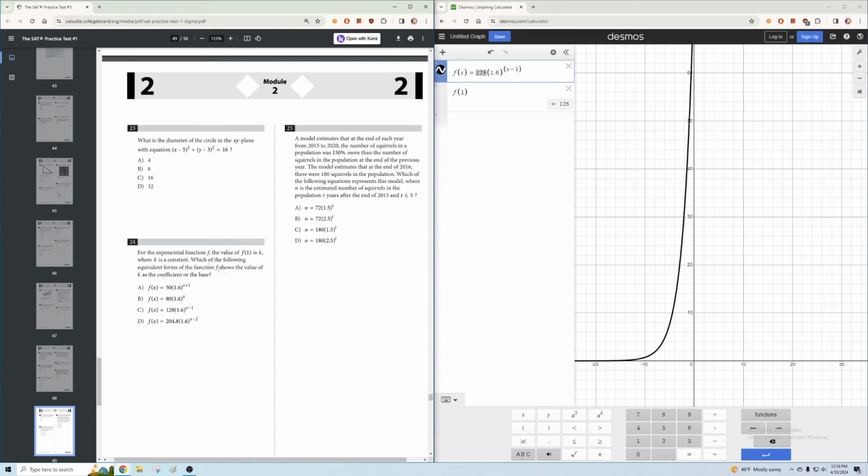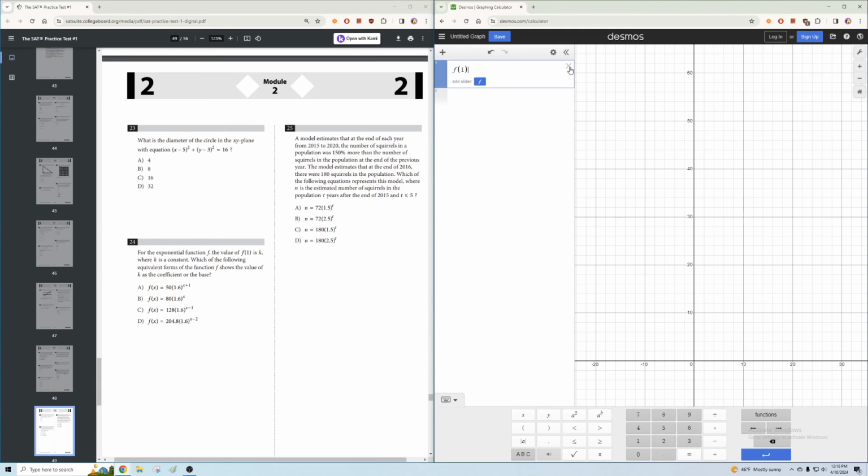Sometimes with these SAT problems, you've got to read them a few times because you're like, what are you trying to say, man? Okay, 25, I have to read. Ugh. Okay, so the model estimates that at the end of each year from 2015, this is just like a setup kind of situation. The number of squirrels in a population was 150% more than the number at the end. You can use Desmos for this one. Sort of, yeah. So the model estimates that at the end of 2016, there were 180 squirrels in the population.